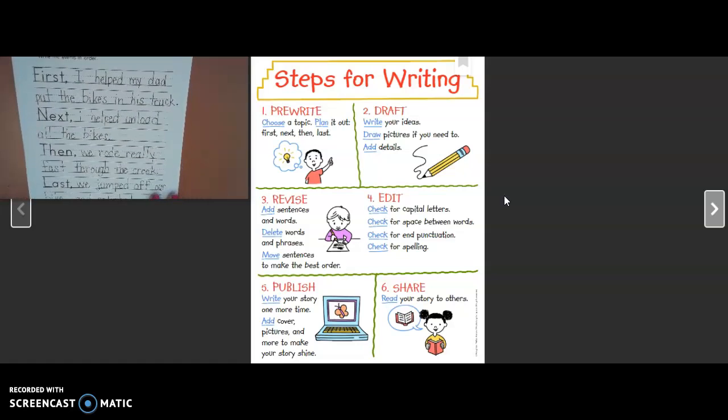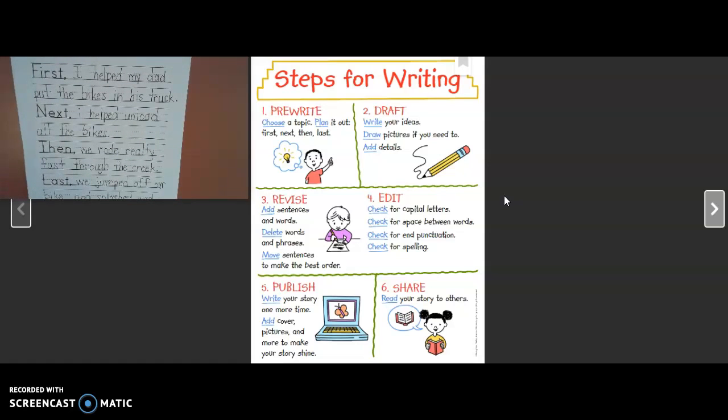There's my story. So my next step, after I've written my story, is I need to revise my story. So I need to go back and look at my story again and read over it. And when I revise, I can add sentences and words. I can delete words and phrases. I can even move sentences to make the best order. So if my order didn't work, or if I messed up my order, I would change it during my revising stage.